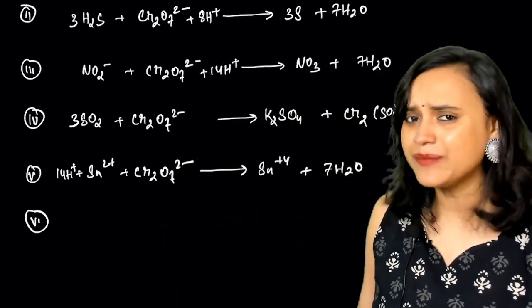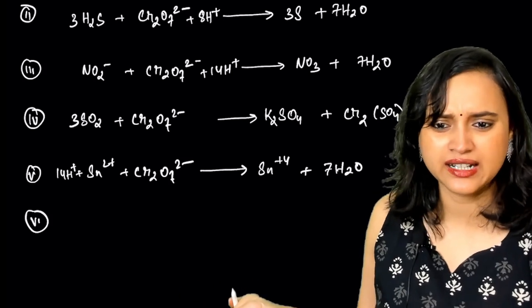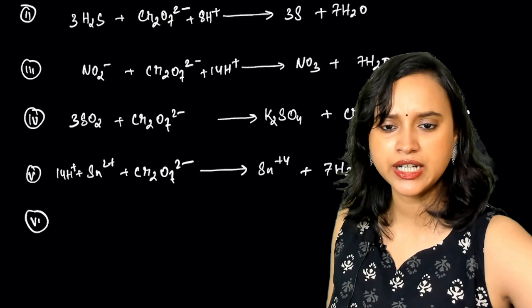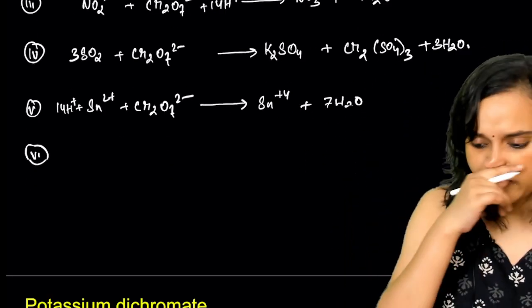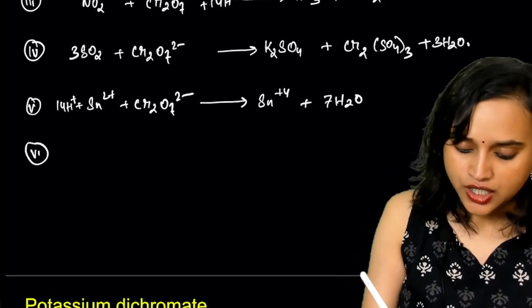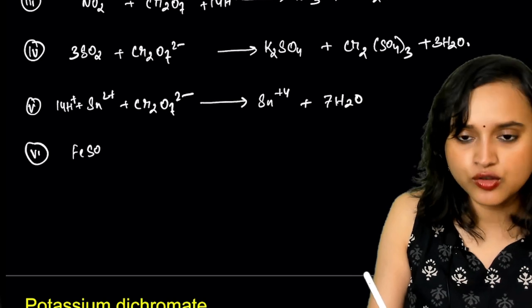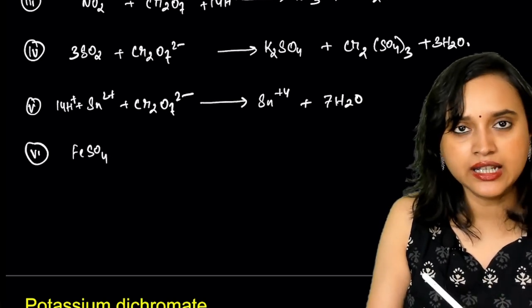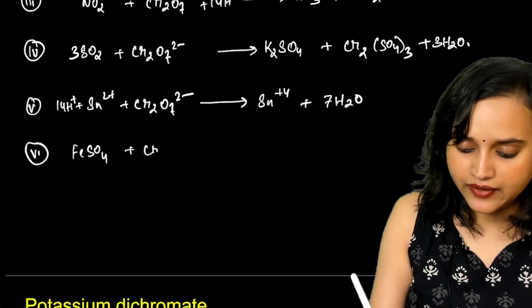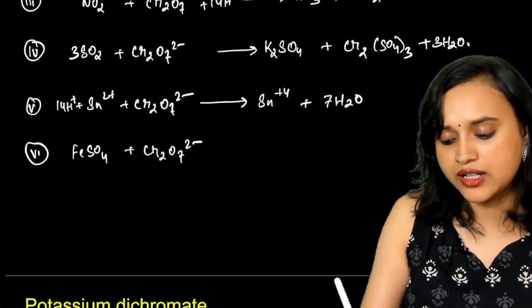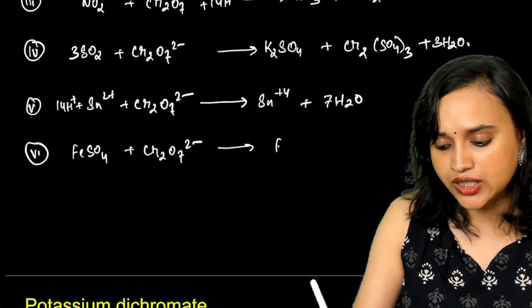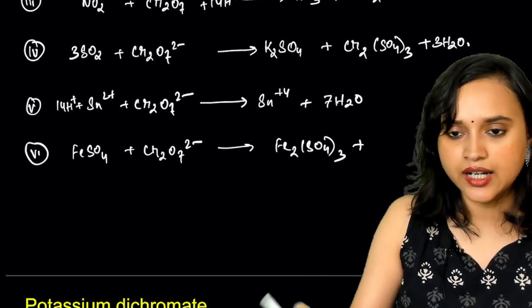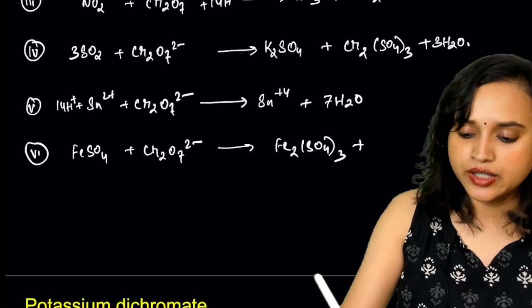Sixth one is going to be what? Similarly, I mean, you understand that now. Do you understand this, everybody? Ferrous to ferric also happens. Okay. So suppose you have FeSO4. If I take FeSO4, and if I take here Cr2O7 2 minus, you know what it is going to form? It is going to form Fe2(SO4)3. And of course, this side, you can balance it later.